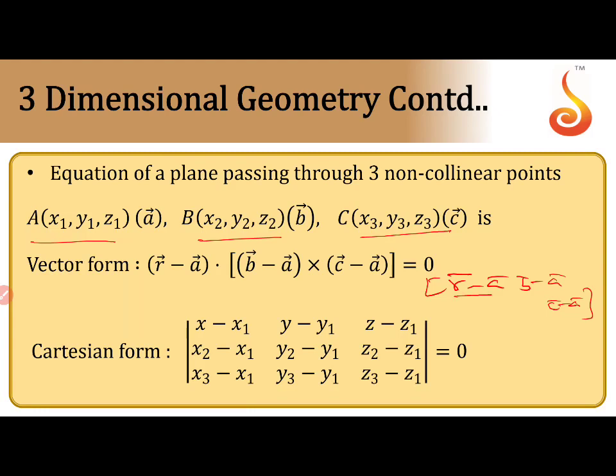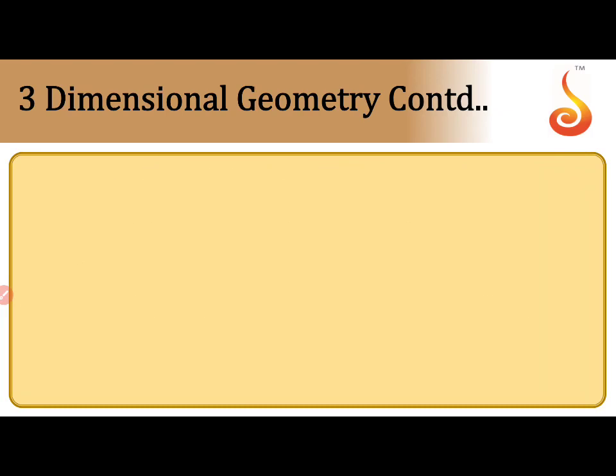Each position gives one row. R minus a gives the first row, b minus a gives the second row, c minus a gives the third row. The equation is equal to 0. So this is the Cartesian form. It's the vector form for a plane passing through three non-collinear points.